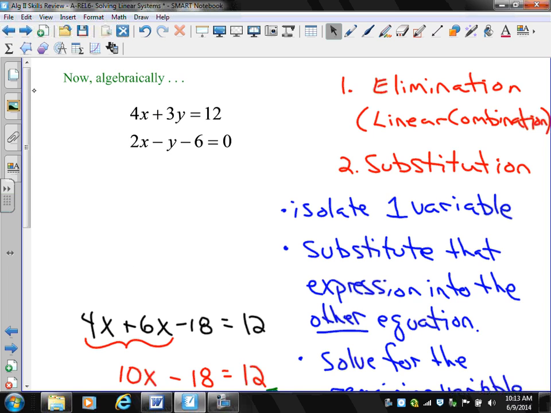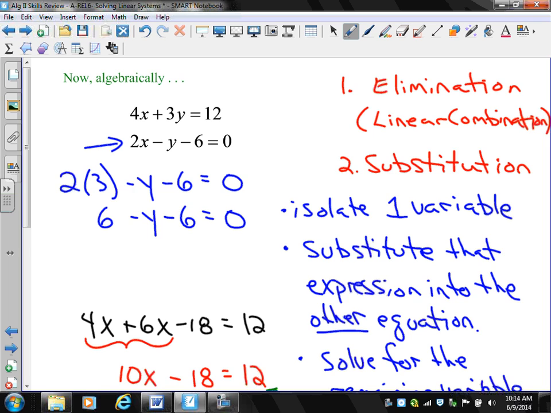I'm going to substitute 3 into this second equation because it just has smaller coefficients. So again, it's x equals 3. So it's 2 times 3 minus y minus 6 equals 0. And again, we're down to some basic algebra here. And I can combine some like terms. I have 6 minus 6 is going to be 0. I get negative y equals 0. So I can multiply by negative 1 there, right? And I get y equals 0.